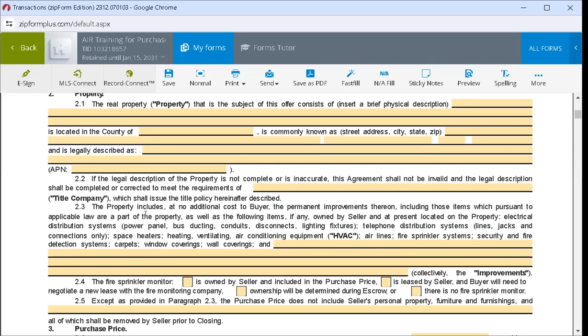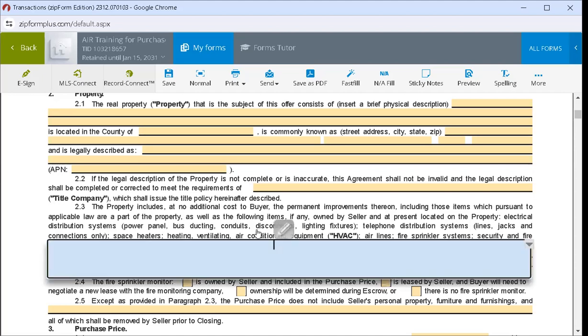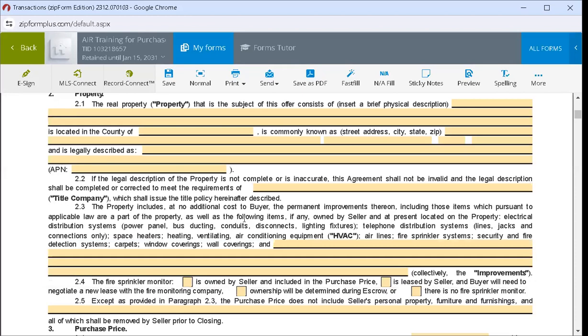So 2.3 is what the property includes, things that are attached to the property: permanent improvements such as HVAC, fire sprinkler systems, power panels, things of that nature. Normally, as a buyer's agent, you may not know, because you can add other inclusions. If there's something you saw that you would like included, add it here. If not, leave that blank.